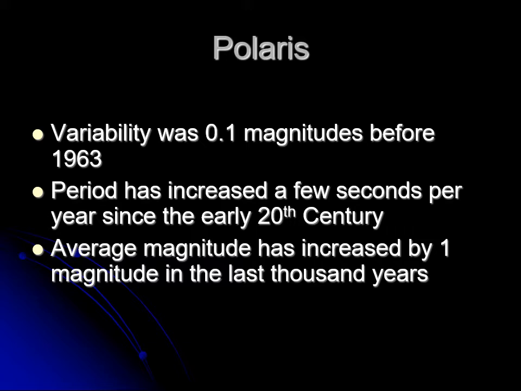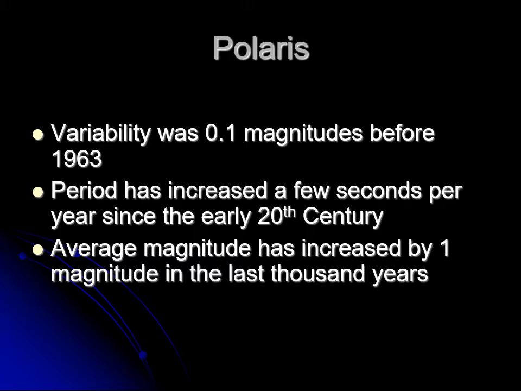And the magnitude has gradually increased in the last 1,000 years. We have records of the star Polaris that go back very, very far, back before it was even the North Star, before precession made it the North Star, and it wasn't all that big of a star at the time. So it's actually been gradually getting brighter, and the period's been gradually getting longer.